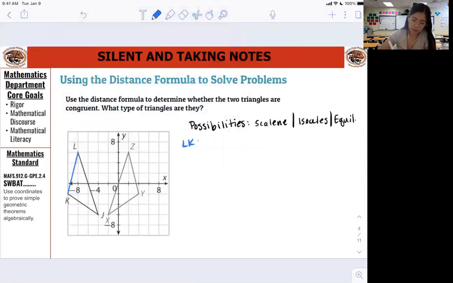LK. All right, what is the coordinate point for L? Negative 8 comma, look what it's going by, careful. 6, yeah, negative 8 comma 6. So yeah, just be careful because this is going by 2s. What is K?